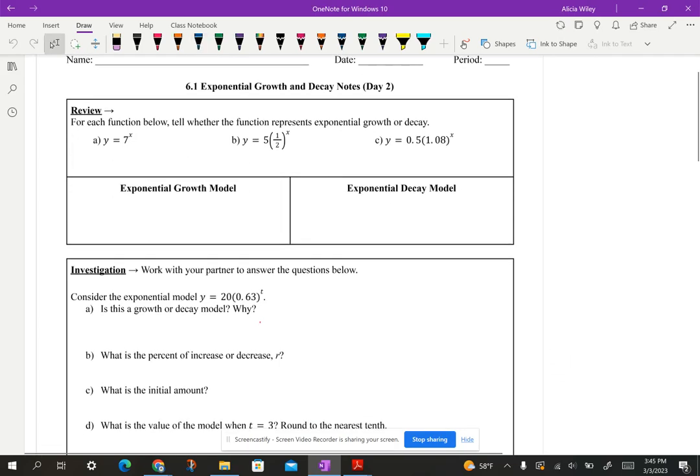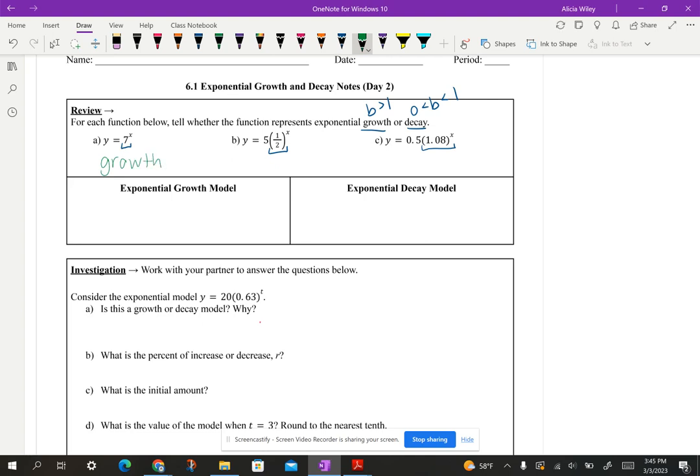So you could have already gone through the review up here, but to quickly go through that, for A, hopefully to determine if it's growth or decay, you are looking at the base. Here is the base, here is the base. Remember that for growth, the base will be bigger than 1, and for decay, the base will be between 0 and 1. So very quickly, looking at this, you can see that for number 1, the base is definitely bigger than 1, so this would be a growth function.